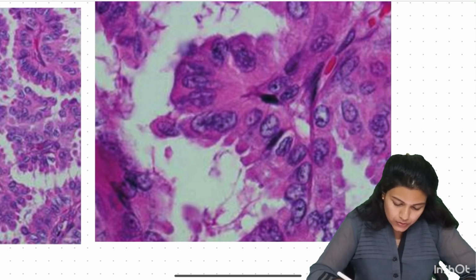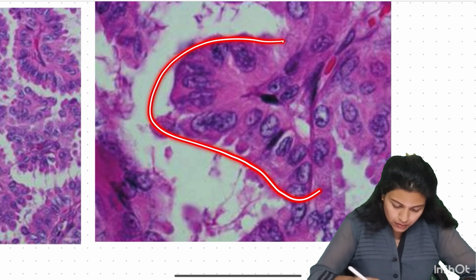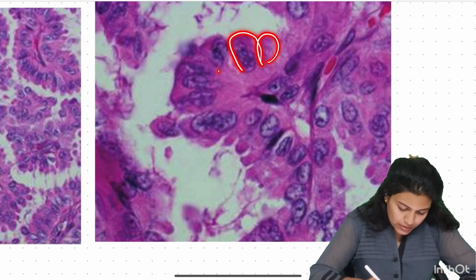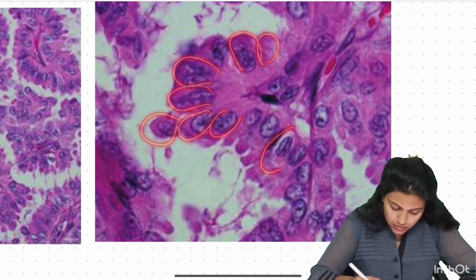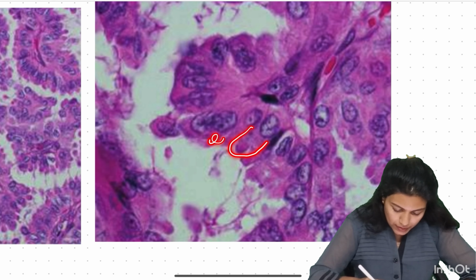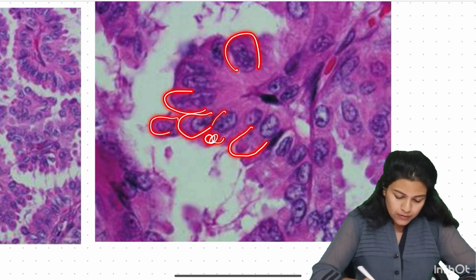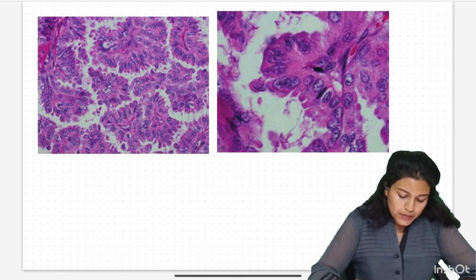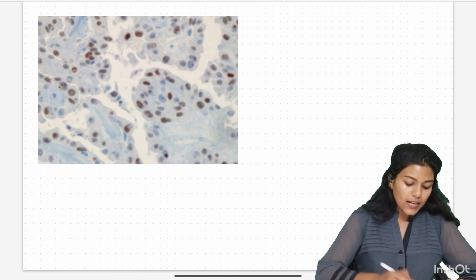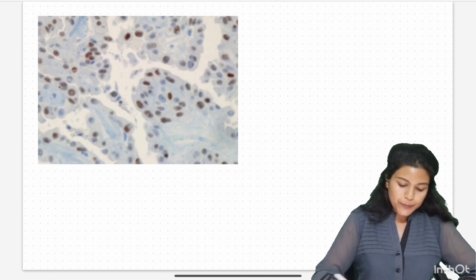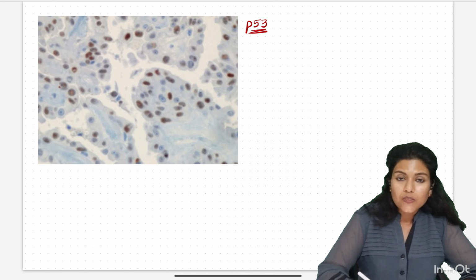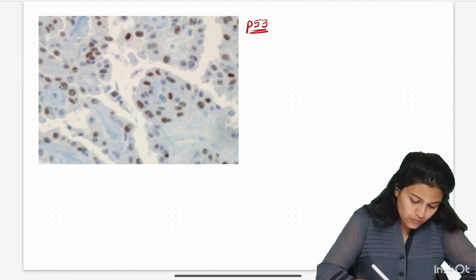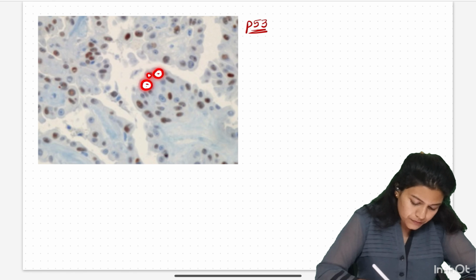Here also, you can see there's one papilla. Cells with an apical bulge. They have apical snouting, that is cytoplasm and the nucleus bulging from the apex. These are the hobnail cells. So this is the immunohistochemical staining image of P53. Since P53 is mutated, it is overly expressed. Therefore, this brown stain is seen.